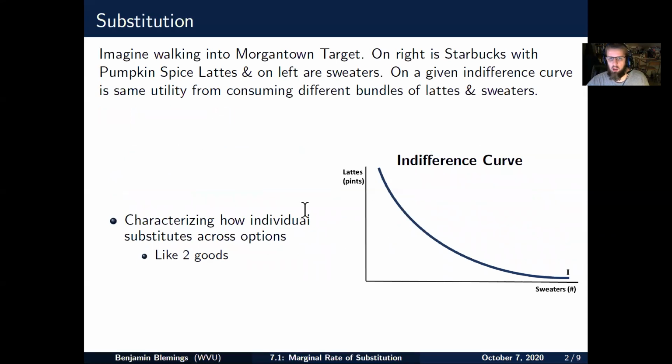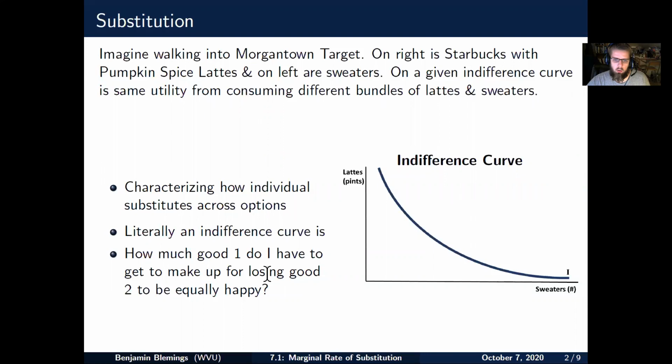So let's just imagine we're walking into Morgantown Target. On the right is a Starbucks with pumpkin spice lattes, and on the left are sweaters. Given an indifference curve, we have the same utility from consuming different combinations of lattes and sweaters. So here's our indifference curve here in latte-sweater space. And we're just going to characterize how individuals substitute across these two options, given where they start on their indifference curve.